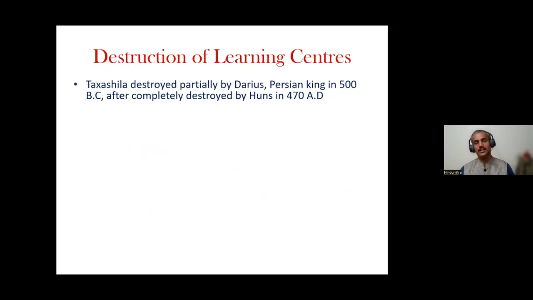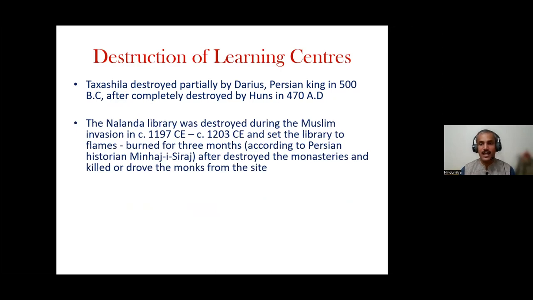So what happened to these universities? The invasions of various kings from the Middle East completely destroyed these universities. For example, Takshashila was first attacked by Darius, a Persian king, around 500 BC, then in 500 AD, after 1,000 years, it was completely destroyed by the Huns. Similarly, Nalanda University, which existed till the 12th century, was burnt by a Muslim king, and it is said that the library was in flames for 3 months.